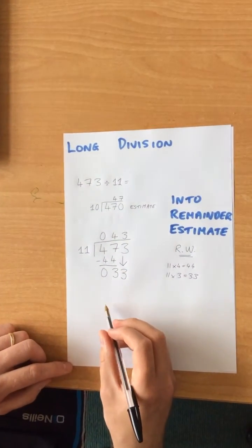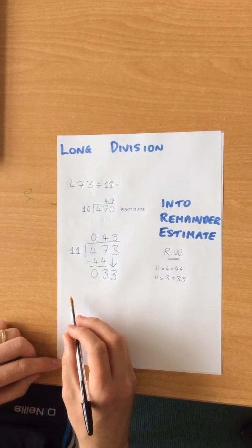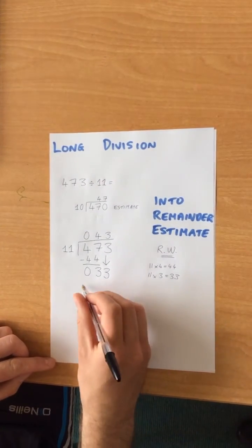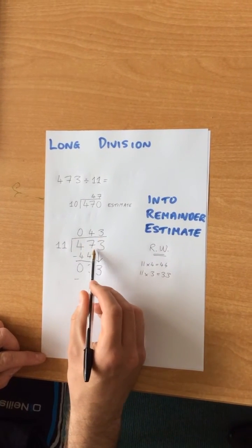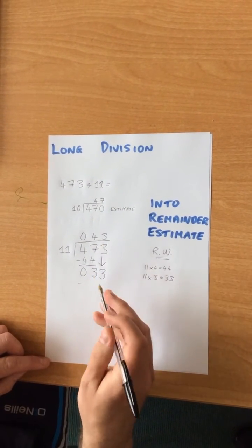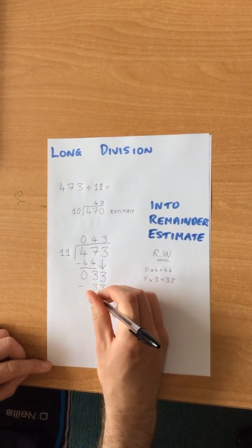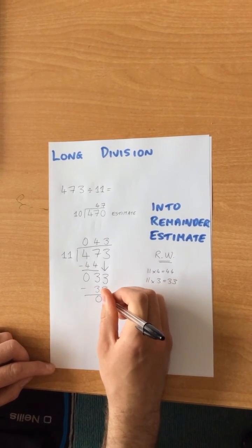Now, some children have a tendency to leave the sum at this point, but it is very important that they show the remainder at the very end. So in this case, 11 goes into 33 3 times. So I'll take away my 33 and I have no remainder.